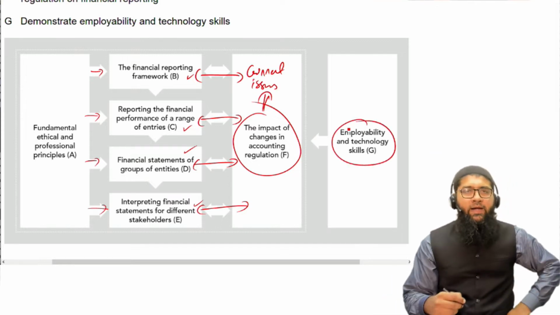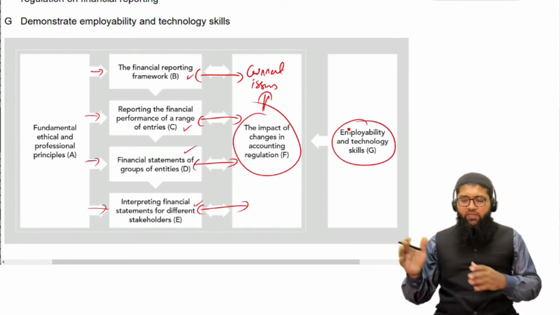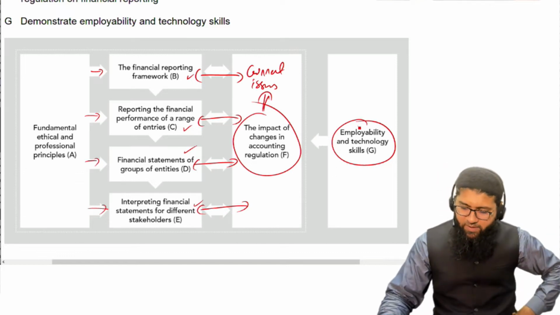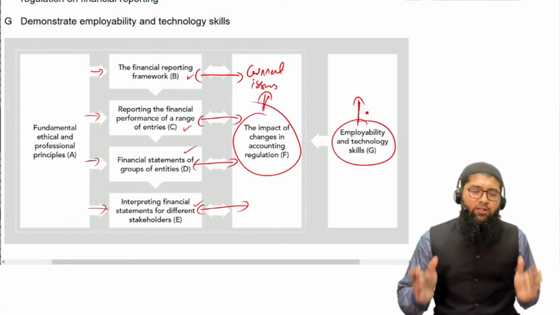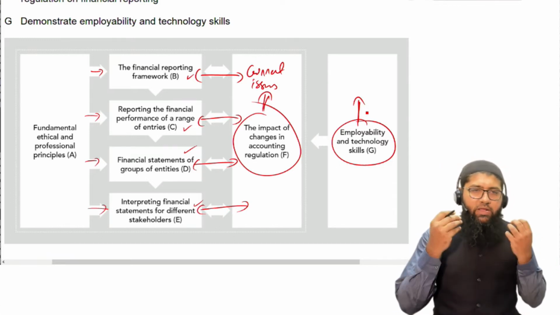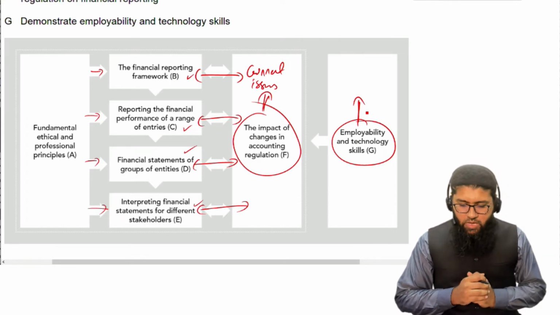And then you see the employability and technology skills. So let me give you a bit of an idea of what these technology and employability skills are before I go on to discuss the other aspects of the syllabus. When we talk about the employability and technology skills, what is the examiner expecting us to do? What are the examiner's expectations from us? That is something we need to discuss.